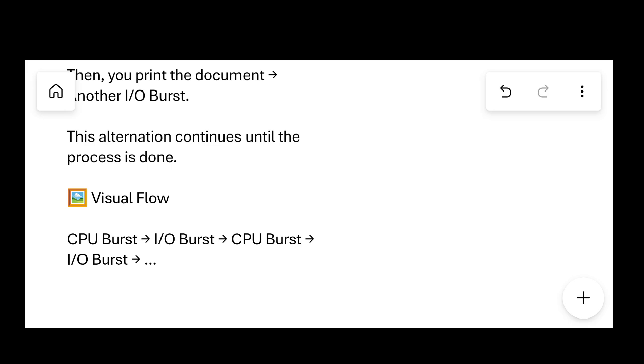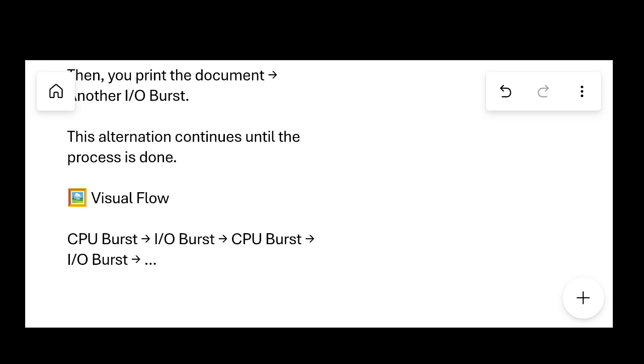In CPU burst time, a CPU burst occurs when the process is actively using the CPU. During this time the process executes instructions, performs calculations and carries out logic. Examples like sorting a list, adding numbers, compiling code, all these are CPU bursts. So CPU burst time equals the time spent by the process in the CPU.